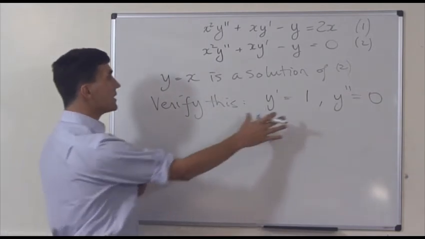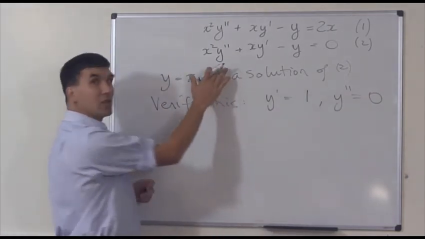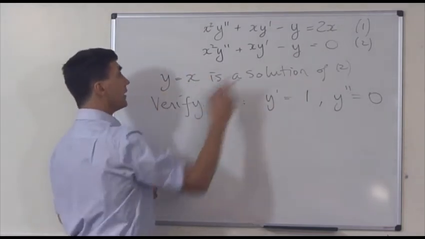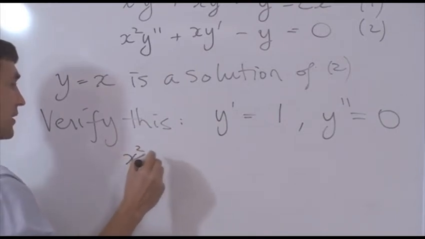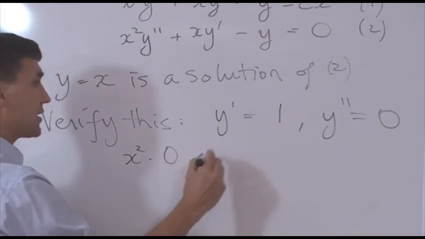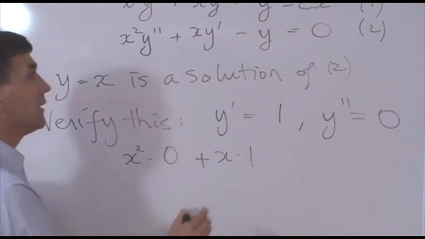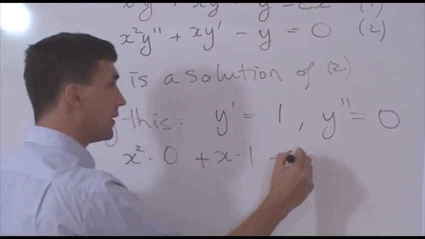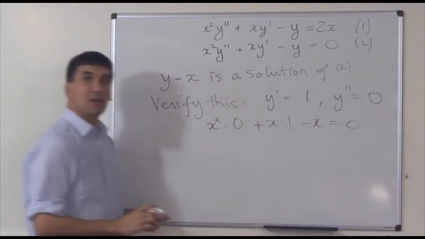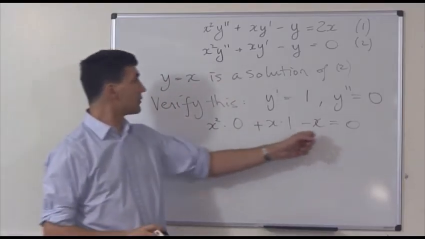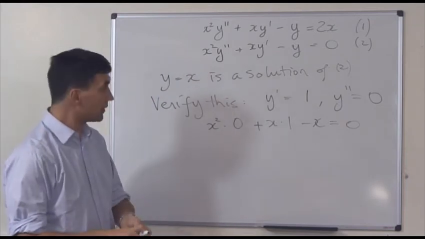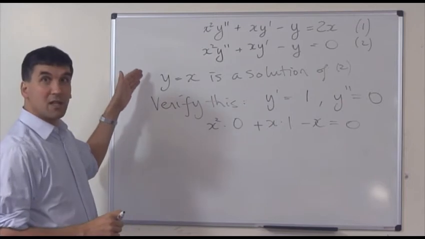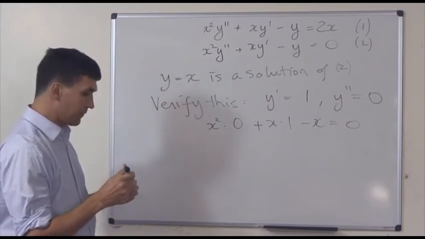So let's substitute these: y double prime into here, y prime into there, y into there, and we get x squared times 0 plus x times 1 minus y, which is x. And that is indeed equal to 0. We've got 0 here, we've got an x, we've got a minus x, and that adds up to 0. So we're now confident that y equals x really is a solution of equation 2.